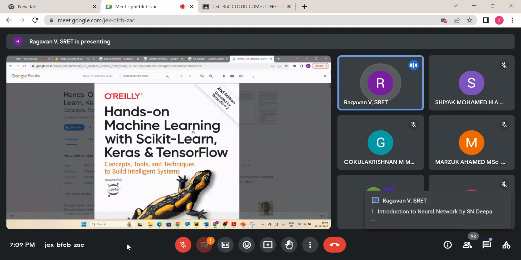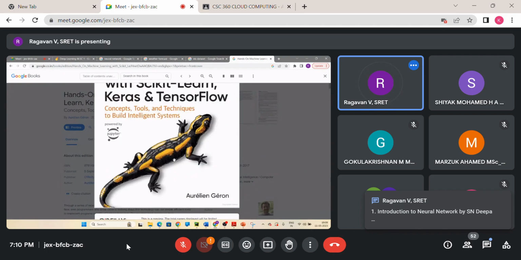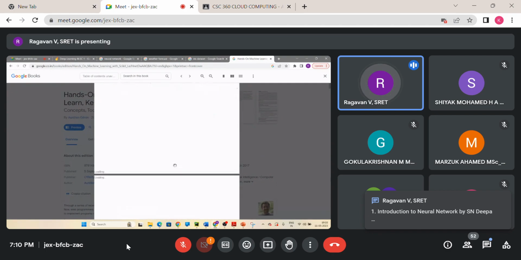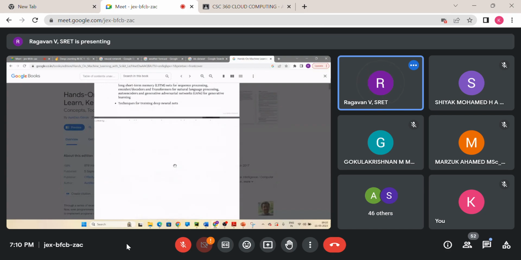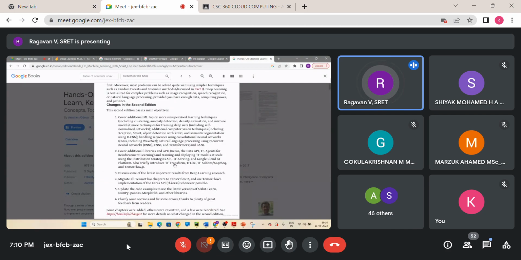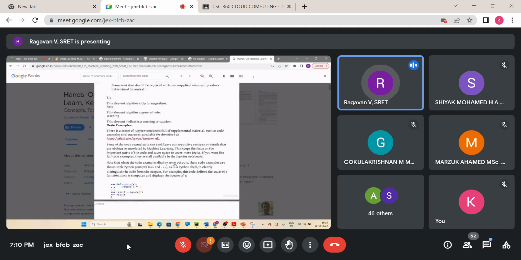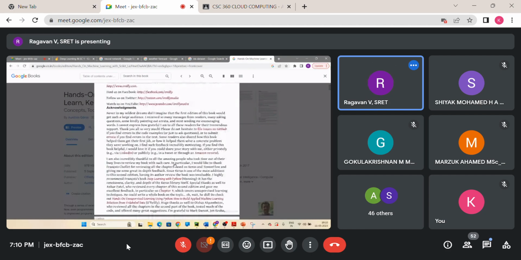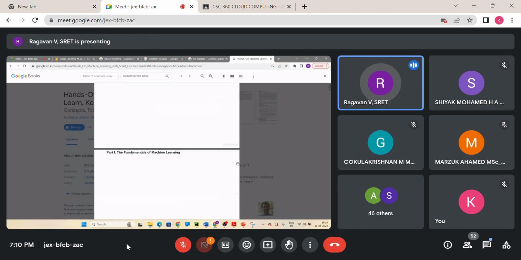So this is the second book, Hands-on Machine Learning with scikit-learn. This is the Bible for your artificial intelligence students, guys. I definitely recommend this book for you. All the units are available. I have the book actually.